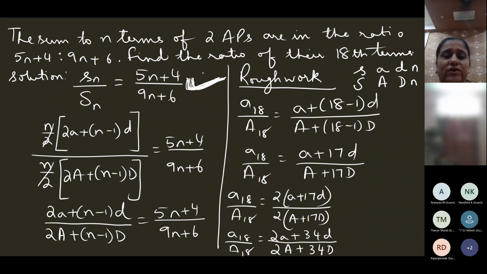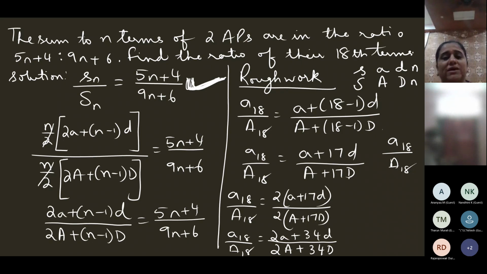Now, what are we supposed to find? We are supposed to find the ratio of their 18th terms. The 18th term. So we'll have to find A18 by A18, the ratio of their 18th terms. So what is that? a plus 18 minus 1 into d by A plus 18 minus 1 into D.